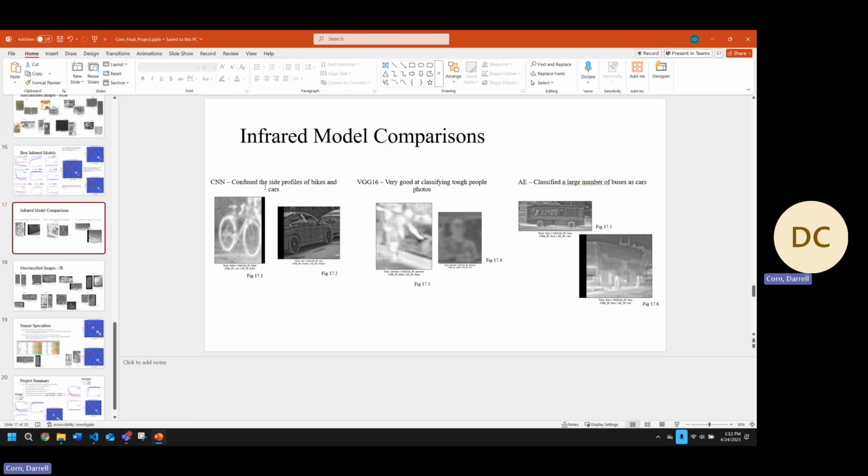Okay, now to dive into why they may have gotten these things wrong. So the CNN confused a lot of the side profiles of bikes and cars, where the others did not. And I suppose they kind of do look alike with these grayscale images. For the VGG, one thing I noticed is that it was actually very good at classifying pretty difficult person images. So both of these images, the autoencoder and the CNN got wrong, but the VGG got right. Lastly, for the autoencoder, it got a large number of buses incorrect, and it said that they were cars, which is interesting because they don't really look a lot like cars. So it was really struggling there.